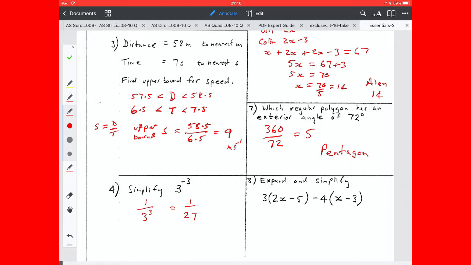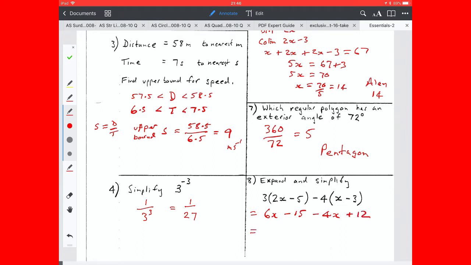And finally, expand and simplify 3 times the bracket 2x minus 5, minus 4 times the bracket x minus 3. 3 times 2x is 6x. 3 times minus 5 is minus 15. Minus 4 times x is minus 4x. Minus 4 times minus 3 is plus 12.